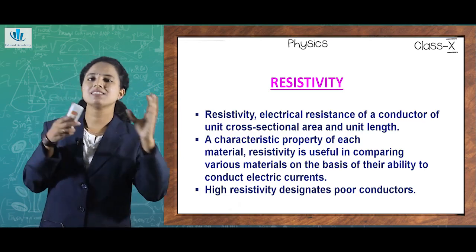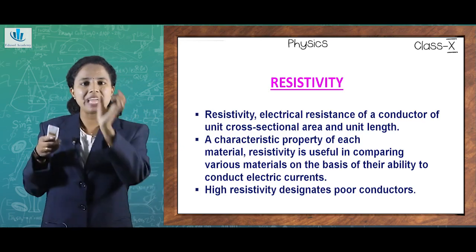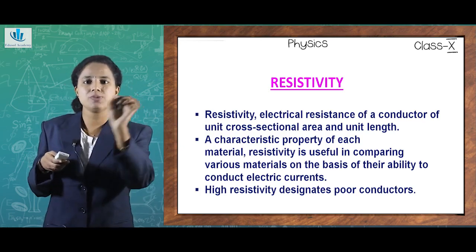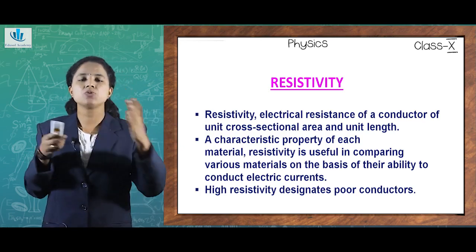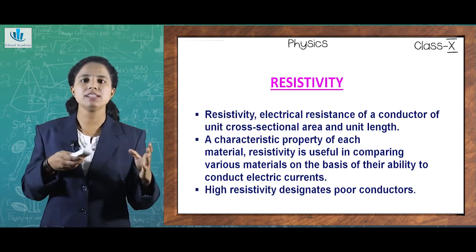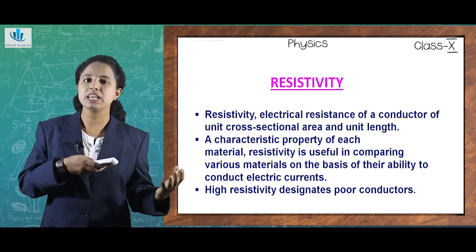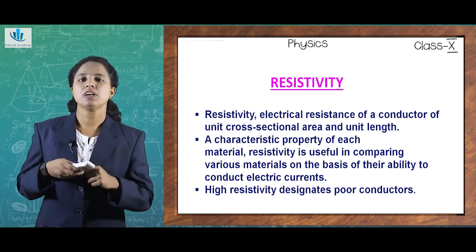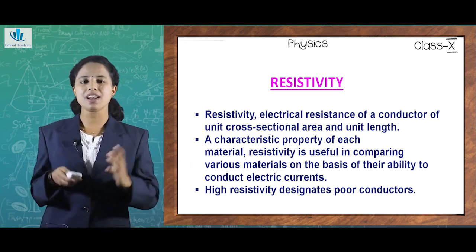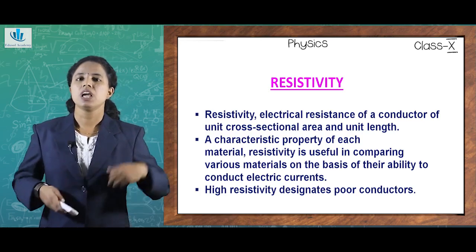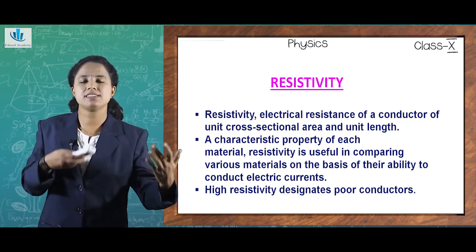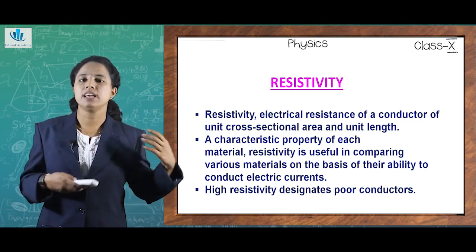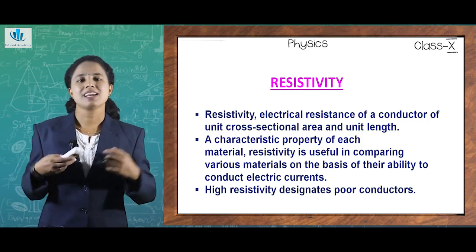Since resistivity is a characteristic property of each and every individual material, it is very useful in comparing various materials on the basis of their ability to conduct electrical currents. So, high resistivity means they are poor conductors. That is, if a material offers high resistivity in a circuit, then it will act only as a poor conductor.